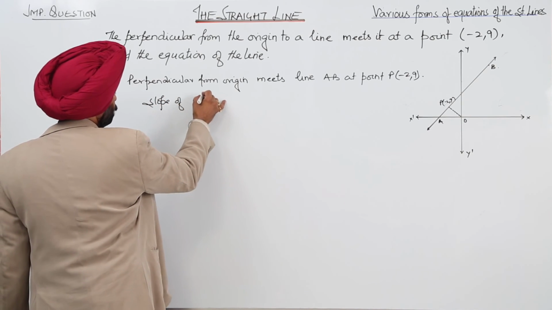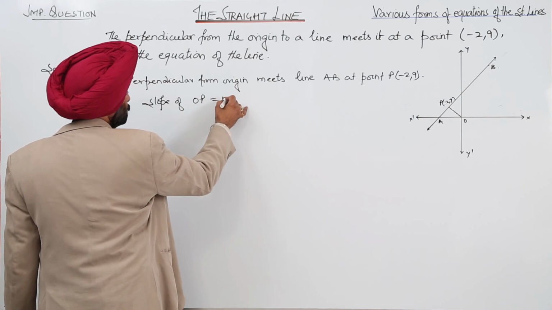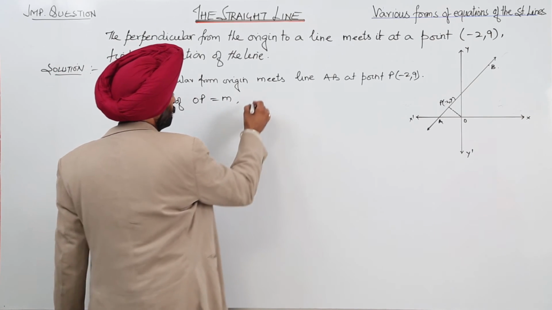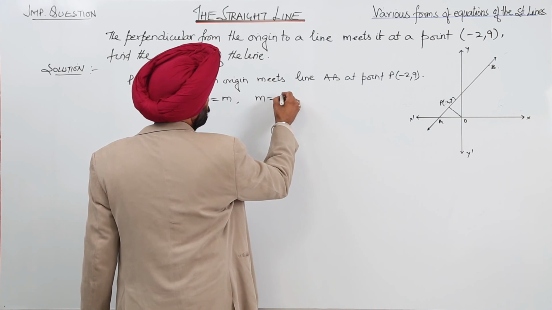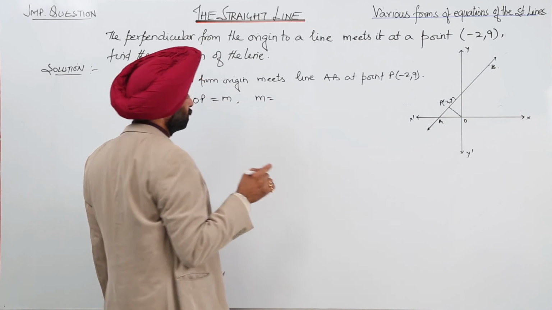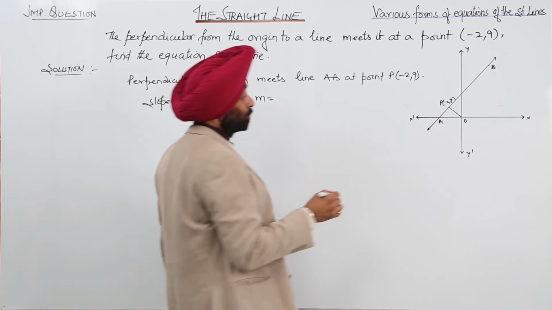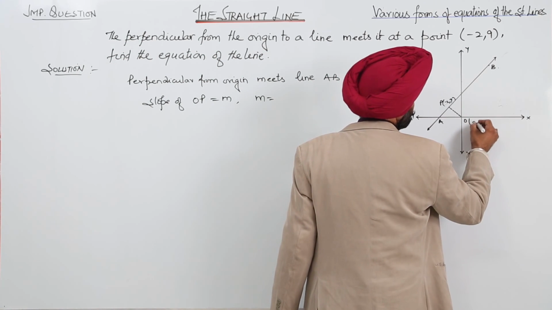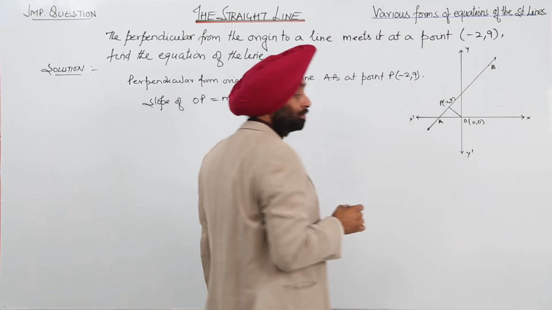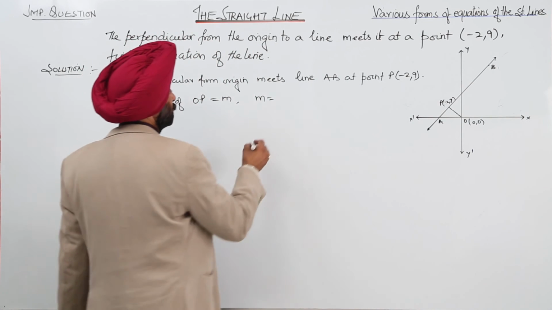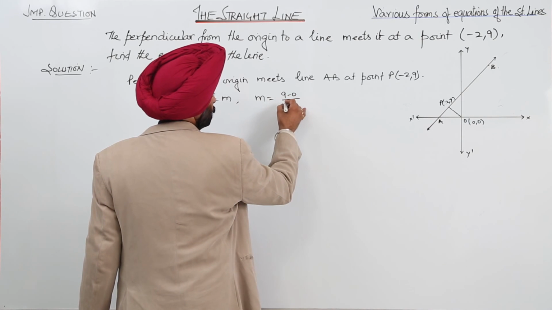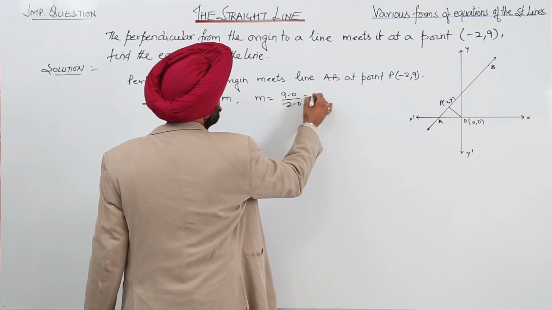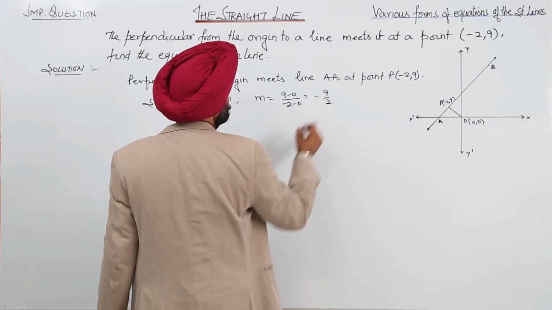Slope of OP is equal to M. Now here M is equal to, now we have to find slope. So O origin we are knowing it is 0 0, coordinates are 0 0. So we are having now 9 minus 0 upon minus 2 minus 0, that is minus 9 by 2.